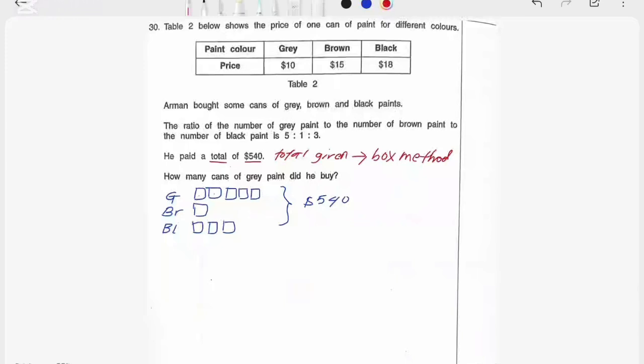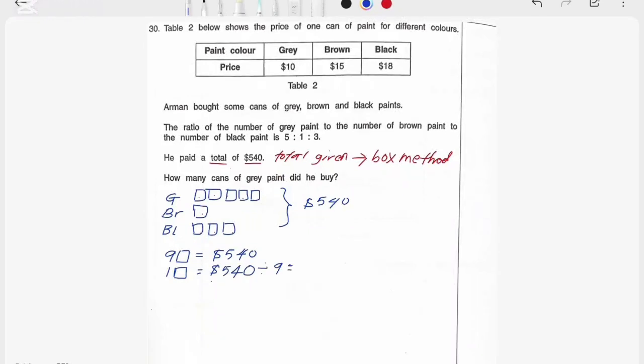1, 2, 3, 4, 5, 6, 7, 8, 9 boxes is equal to $540. Our goal is to find one box only. So one box is equal to 540 divided by 9. Let's do our working on the side. 540 divided by 9 is equal to 60. So one box is equal to $60. Since one box is equal to 60, each of these boxes is also equal to 60.